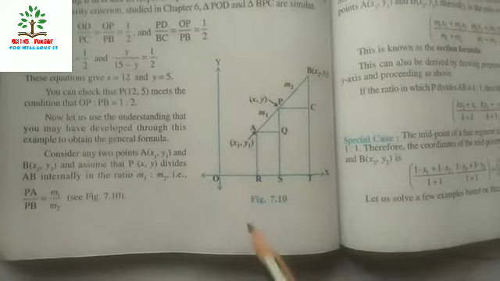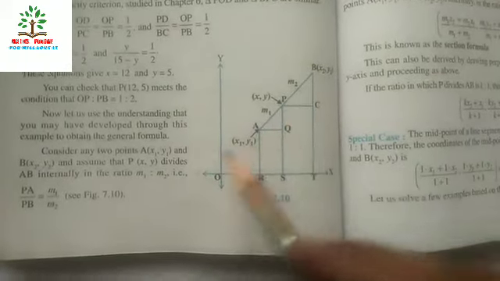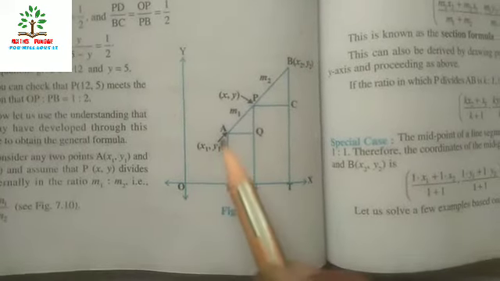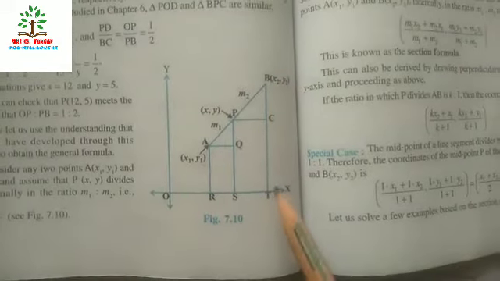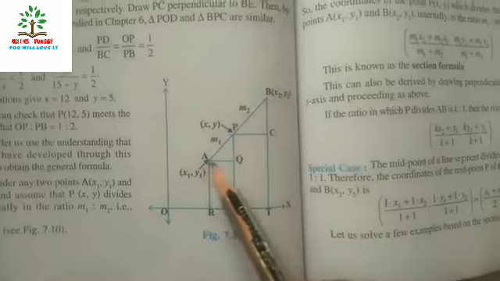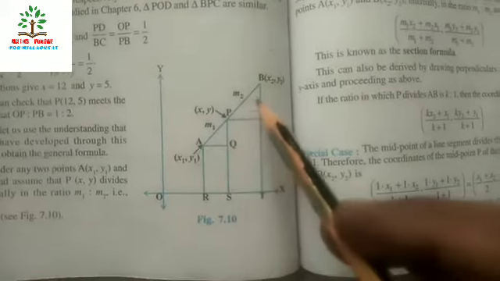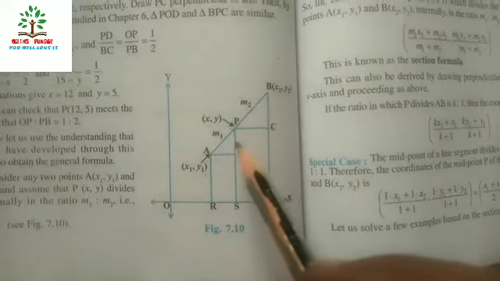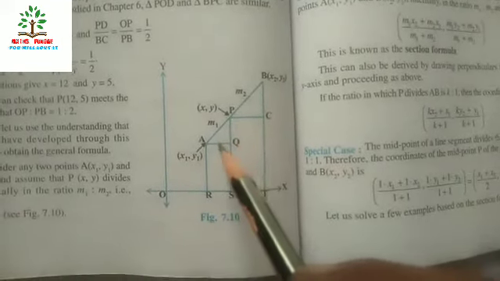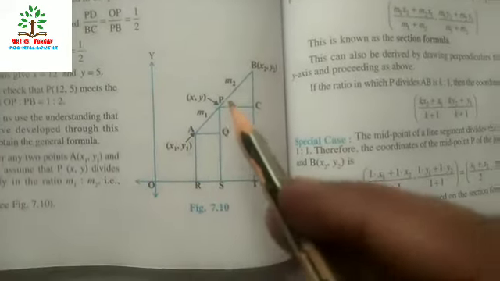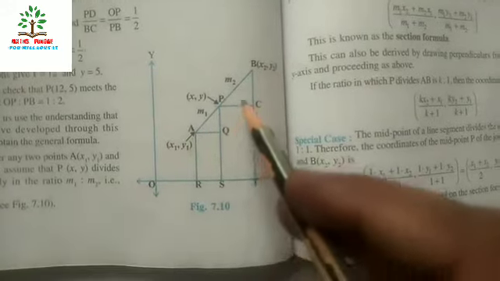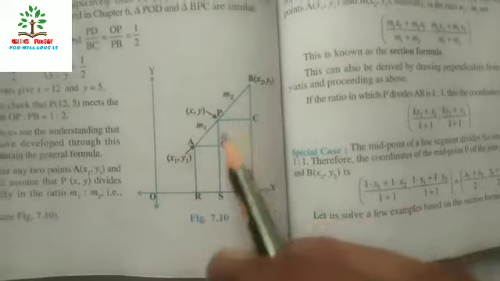So the ratio we have taken is m1 is to m2. So we know PA over PB is equal to m1 over m2. Now what we are doing here, we are drawing AR, we are drawing PS here, and we are drawing PT here. So join this. We have two triangles, and both the triangles are similar. So how can we prove that they are similar? By angle criteria. We can easily see this angle is equal to this angle, corresponding angle, and this angle is equal to this angle, corresponding angle.